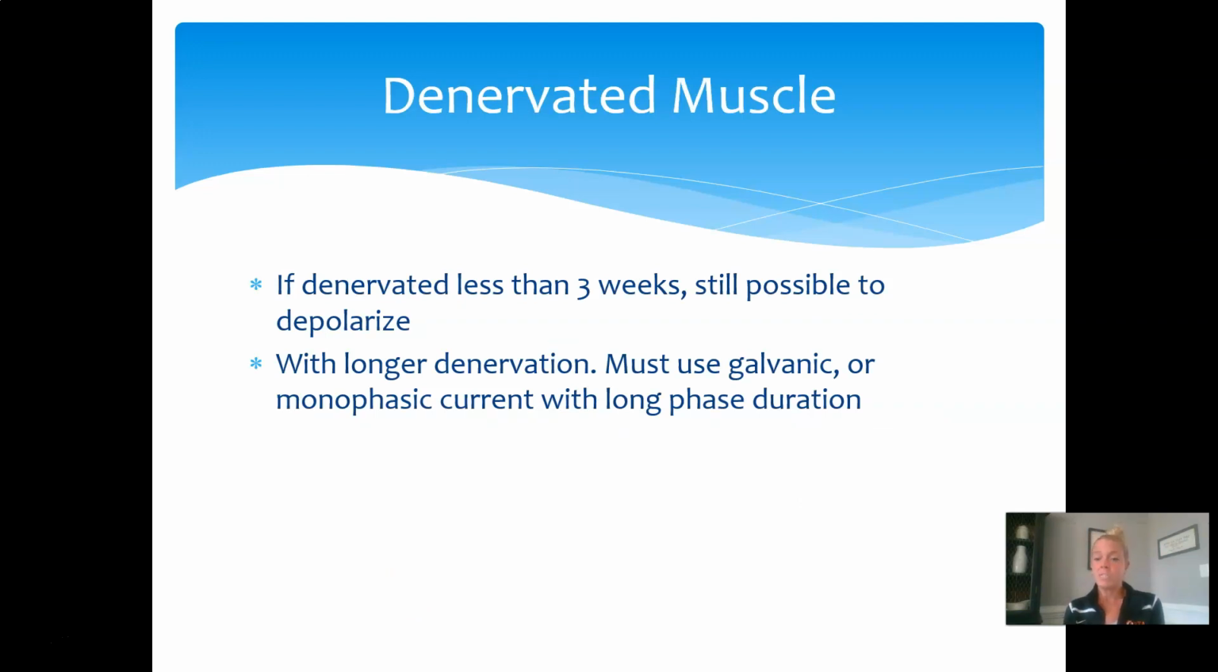Denervated muscle, we talked about that earlier with the medical galvanism. Again, if it's been less than 3 weeks, we can still probably depolarize the muscle or the nerve fibers with traditional E-stim techniques. Again, if it's been longer, we'll probably have to use medical galvanism, which is direct current, or a monophasic current with a fairly long phase duration. So we'll have to alter our currents a little bit in order to get a contraction with denervated muscle.